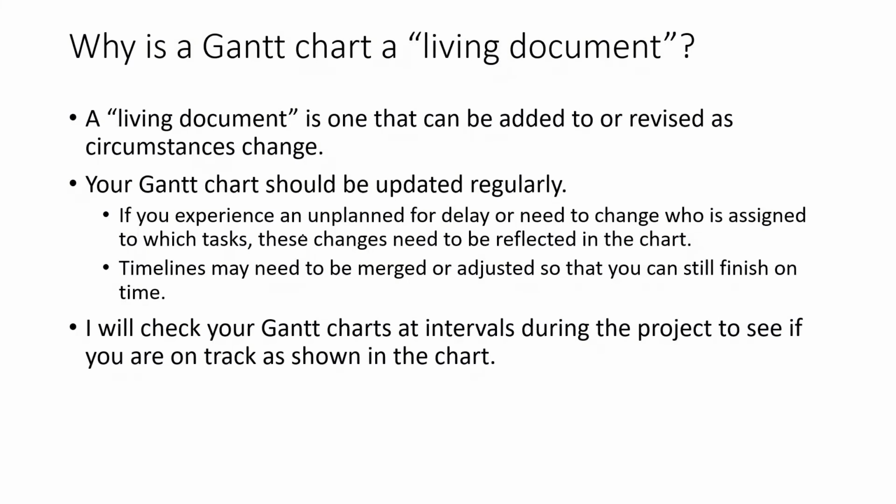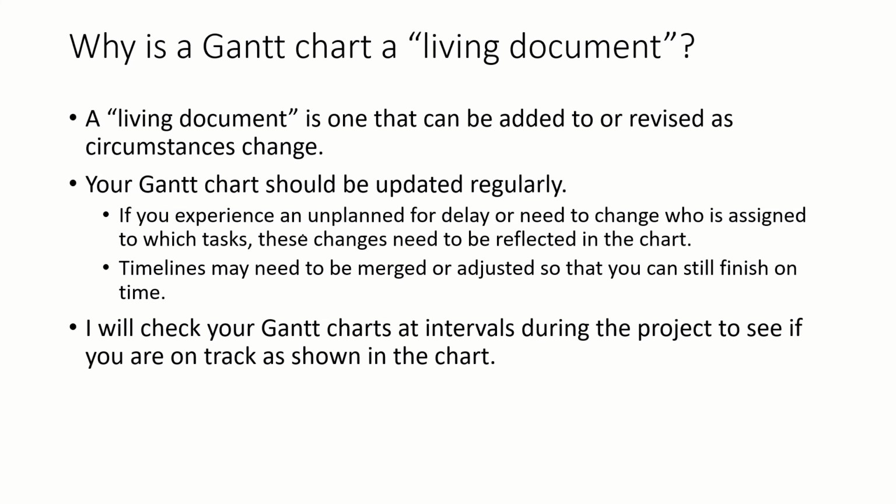So your Gantt chart should be updated regularly. If you experience an unplanned for delay or need to change who is assigned to which tasks, these changes need to be reflected in the chart. So if somebody drops the class or they drop off the face of the earth, you're going to need to revise who is assigned to those tasks. Timelines may need to be merged or adjusted so that you can still finish on time, because your deadline is your deadline, and it's going to be like that for your boss when you have deadlines.